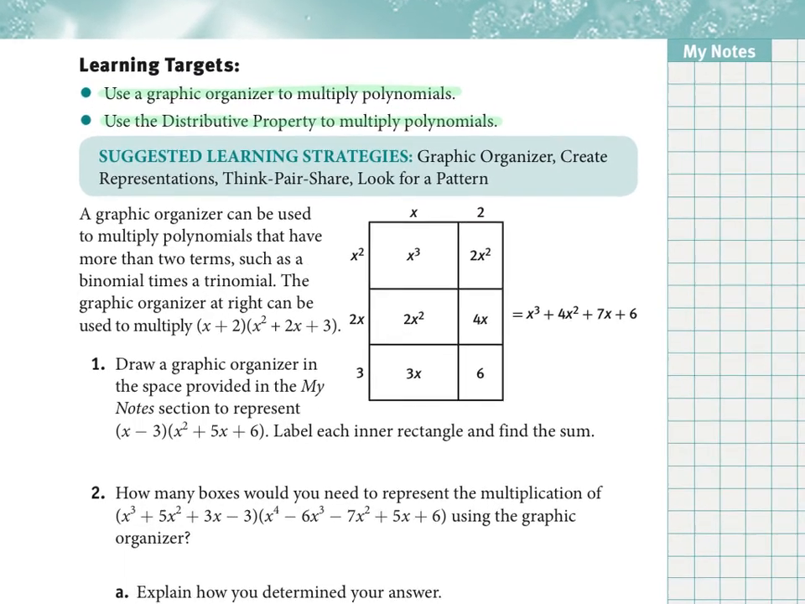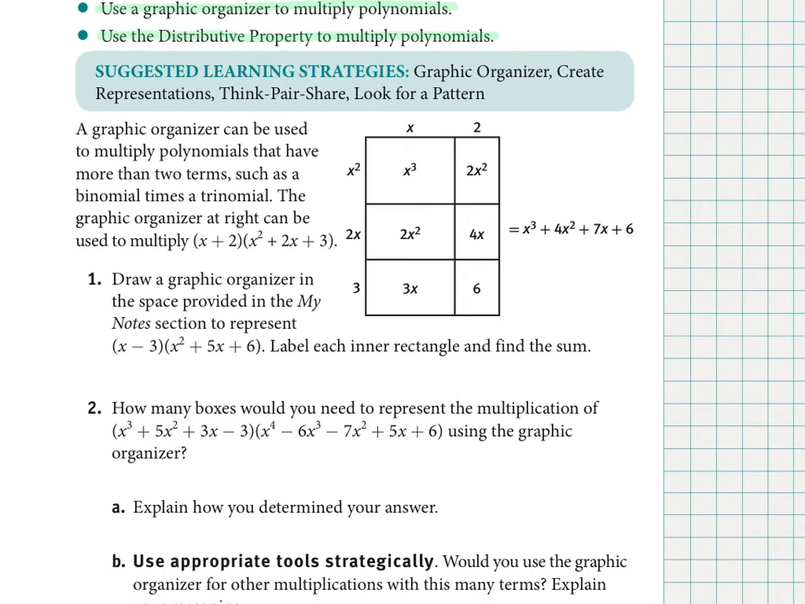So let's look at the problem below. It says a graphic organizer, what we call the box method, can be used to multiply polynomials that have more than two terms, such as a binomial times a trinomial.